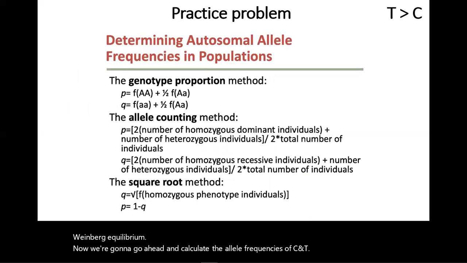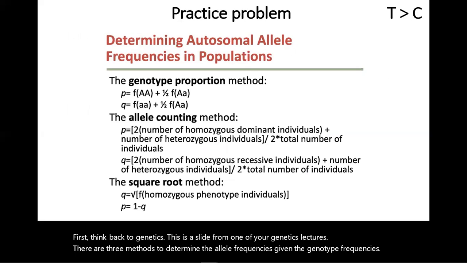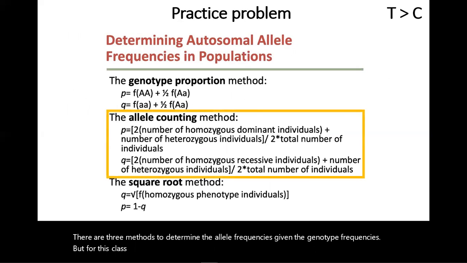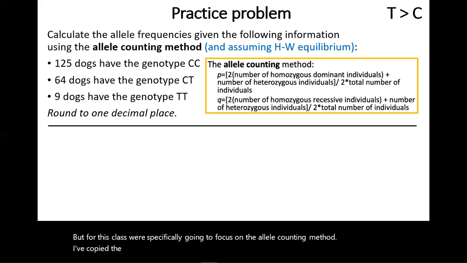First, think back to genetics. This is a slide from one of your genetics lectures. There are 3 methods to determine the allele frequencies given the genotype frequencies. But for this class, we're specifically going to focus on the allele counting method. I've copied the method here into this gold box. And around it, I have a summary of our practice problem.